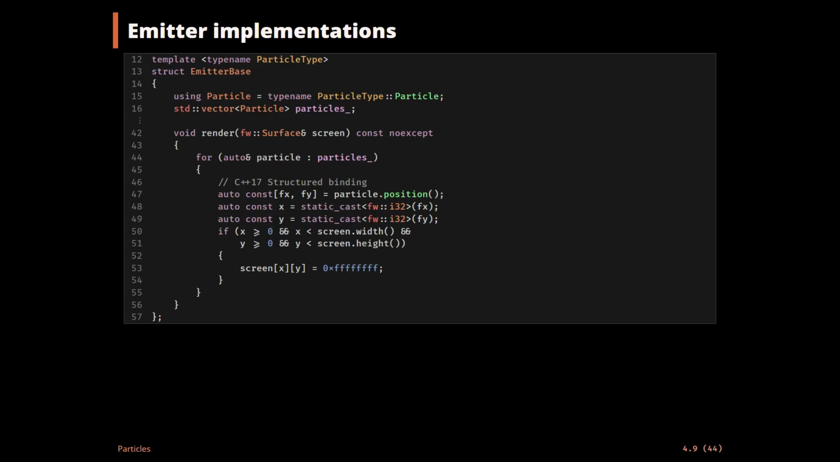So basically what I do is I say, right, I want the first of those array elements to become fx, and the second of these array elements to become fy. I cast it to an int, I check if it's within the screen boundaries, and then I plot it. So yeah, I plot a white pixel there. So that's all the rendering code. It's not really that relevant.